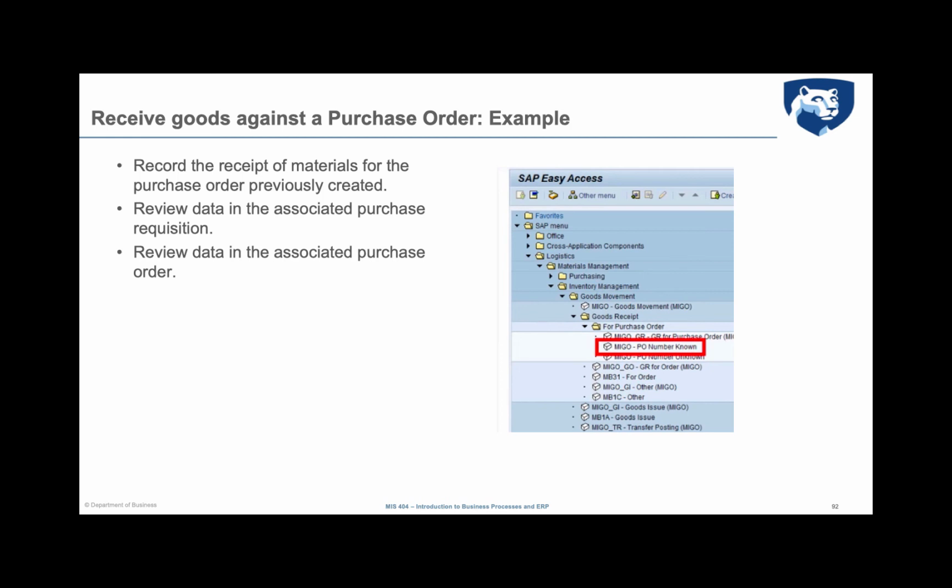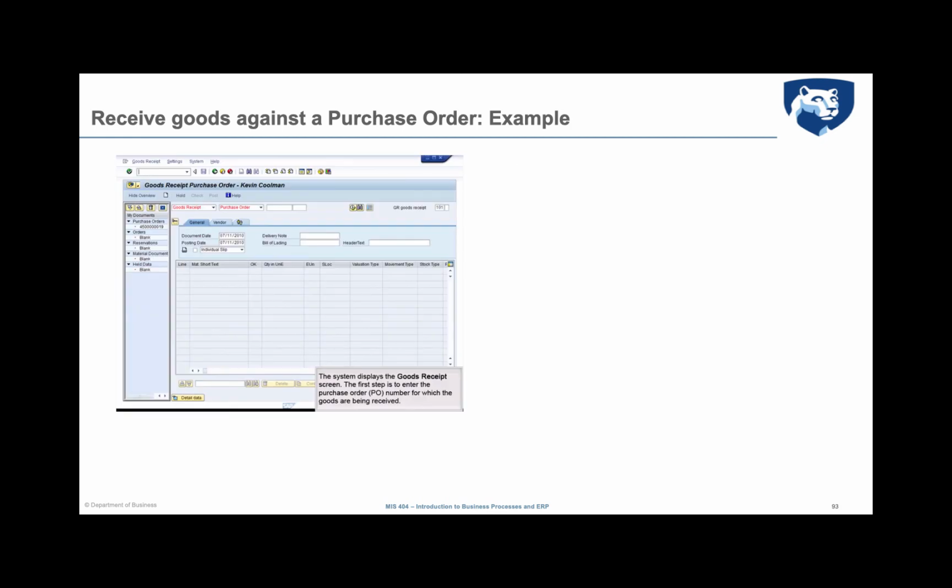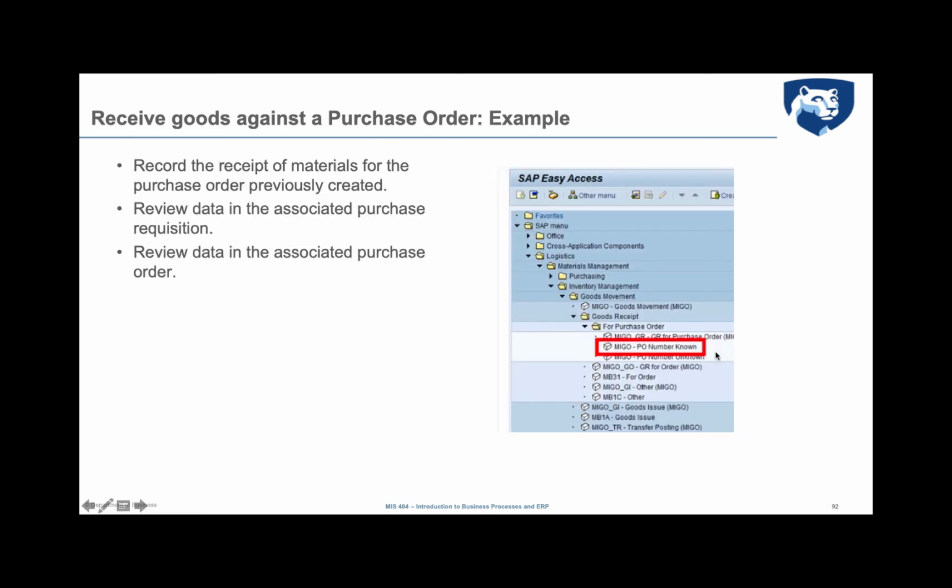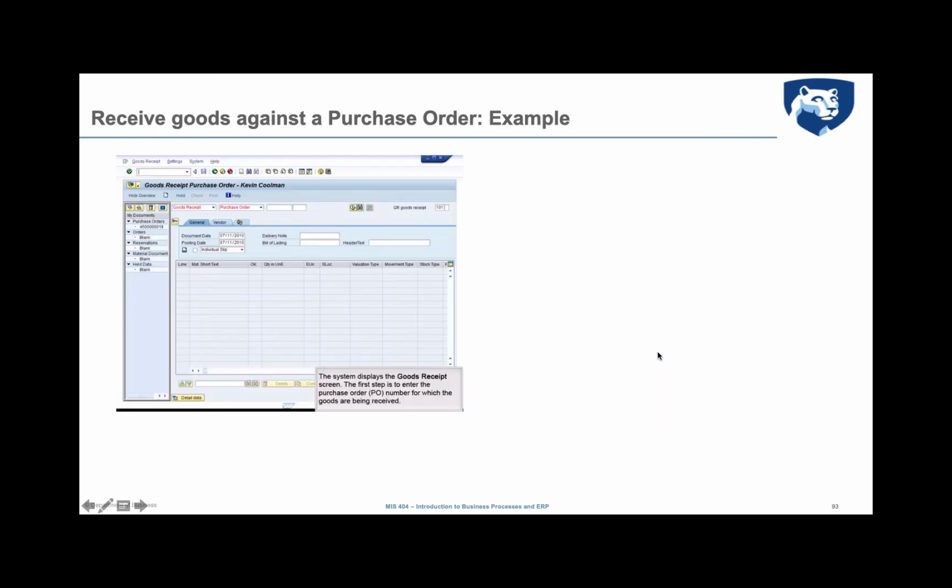Here you see the path. So you open a goods receipt, purchase order created by this Kevin Coleman guy, and as you can see here, this displays the goods receipt screen. Again, the first thing you have to do, and SAP is telling you, as you are referencing a purchase order number, is to link the delivery document to a purchase order.